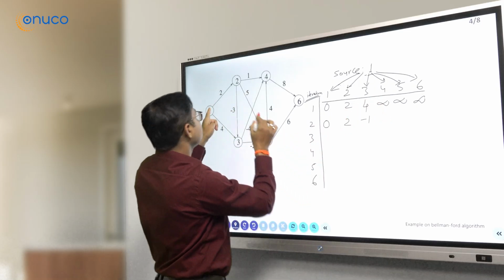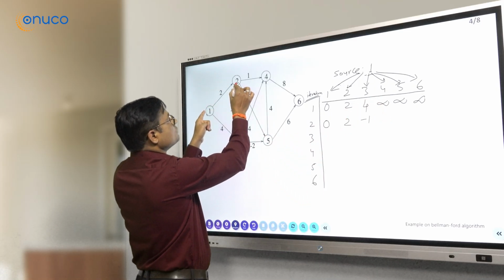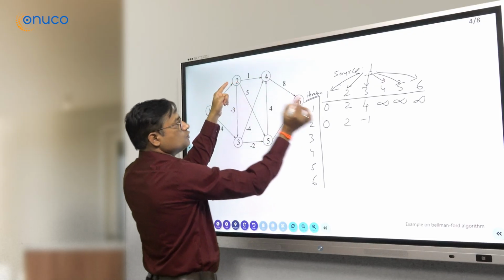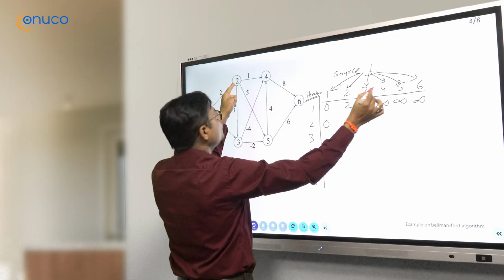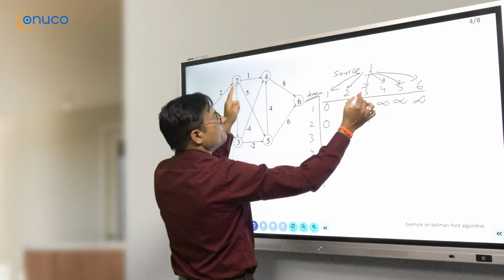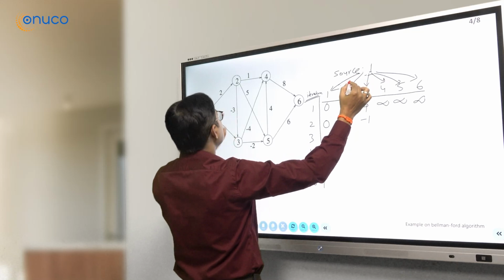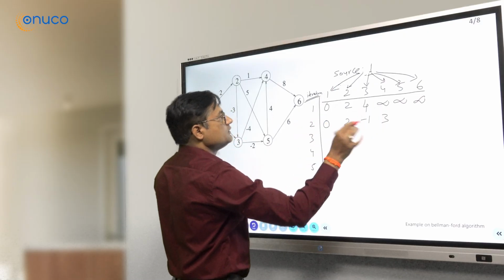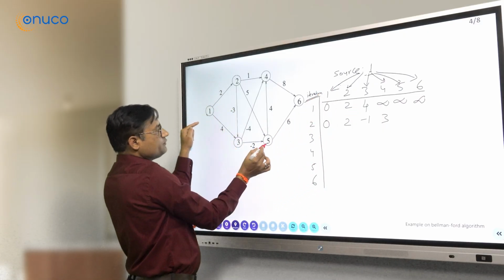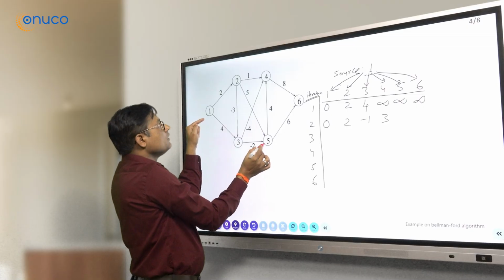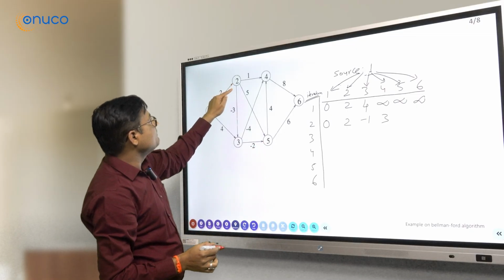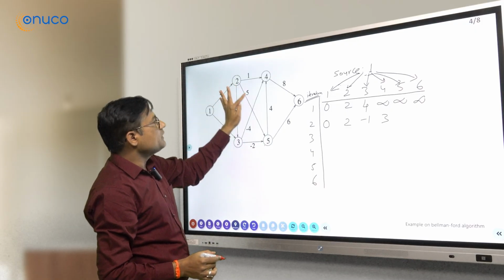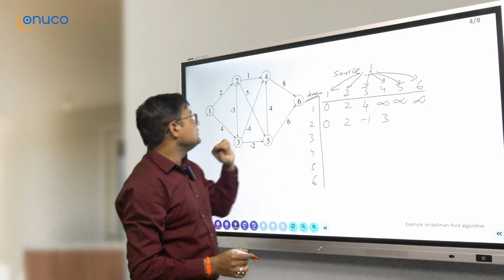So 1 to 4: 1 to 2 there is a value, and the connectivity from 2 to 4 is 1. So 1 to 2 is 2 and 2 to 4 is 1. Hence the value is 2 plus 1, which becomes 3. Earlier we had infinity. Similarly 1 to 5, we don't have a direct distance. But 1 to 2 we had the value 2, and 2 to 5 is 5. So 2 plus 5 is 7. So that is one solution.